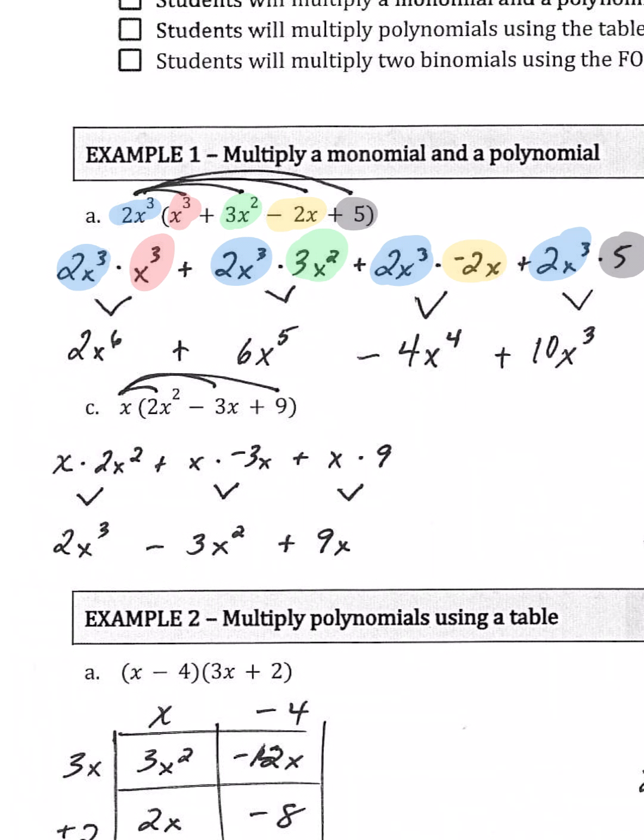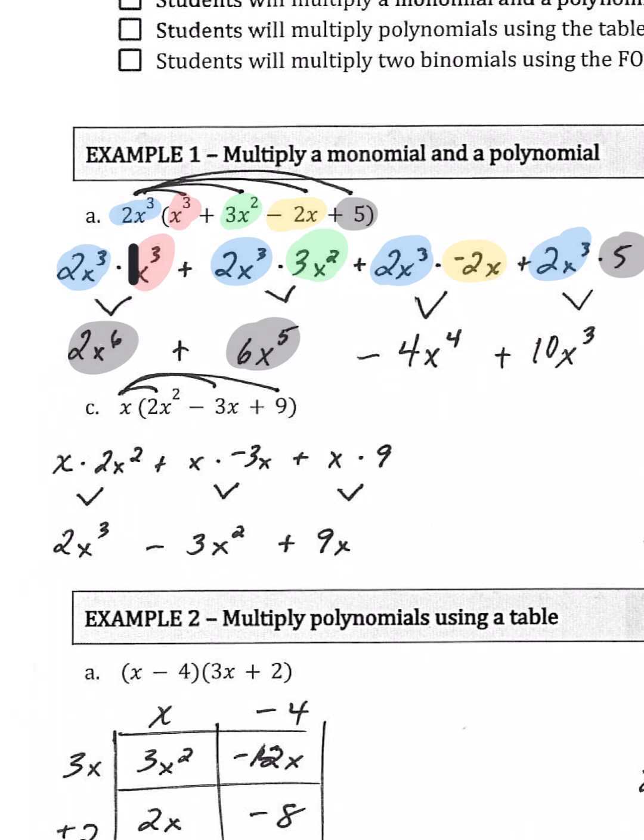First, 2x cubed times x cubed is 2x to the 6th, because the big numbers get multiplied. In this case, it's 2, and there's actually a 1 here. And then the exponents get added. 3 and 3 get added to be 6. And then we do 2x cubed times 3x squared. 2 times 3 is 6. 3 plus 2 is 5.